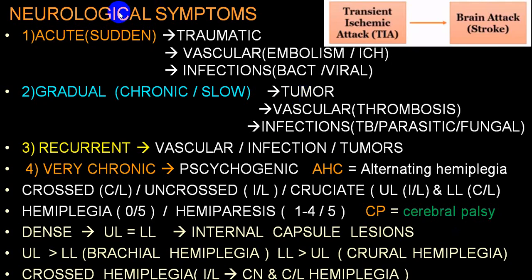So the most common cause of damage to the pyramidal tract is vascular etiology, which can be embolic or intracranial hemorrhage, which is usually acute onset. While in case of thrombosis, a good number of times it is slow onset and gradually progressive. So there will be a difference in the presentation as far as stroke is concerned.